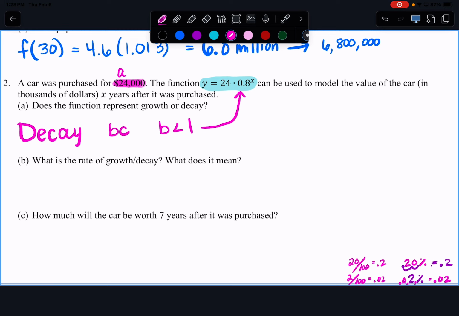And then it asks us what the rate is. What was the formula for finding my B for a decay function? B equals 1 minus R. And in that function, what does it tell me, my B or my R? The equation I've got highlighted in blue tells me B, right? So we're going to say 0.8 is equal to 1 minus R.